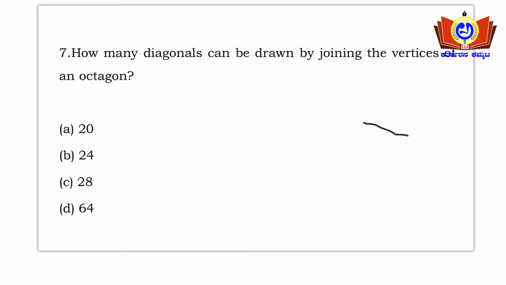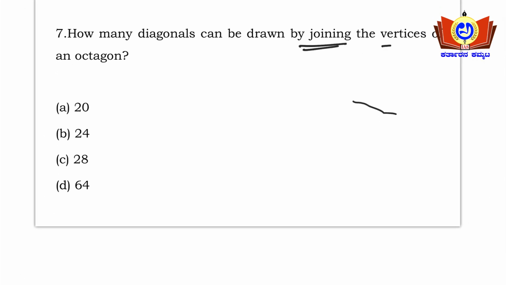How many diagonals can be drawn by joining the vertices of an octagon, my dear friends? So what do you mean by an octagon? An octagon will have 8 sides, my dear friends. Okay, so this will be an octagon here.